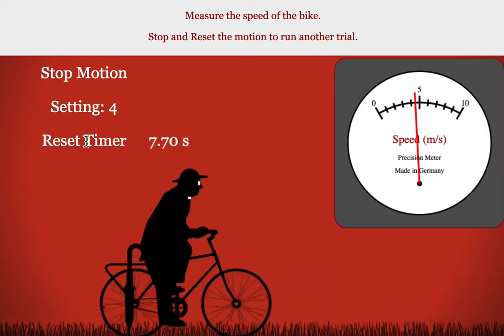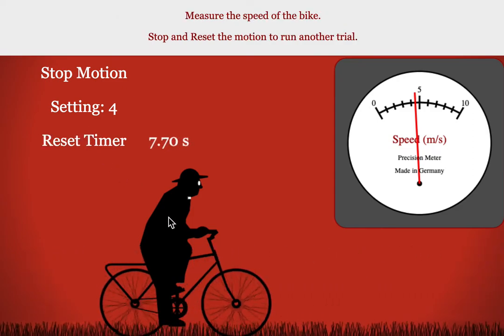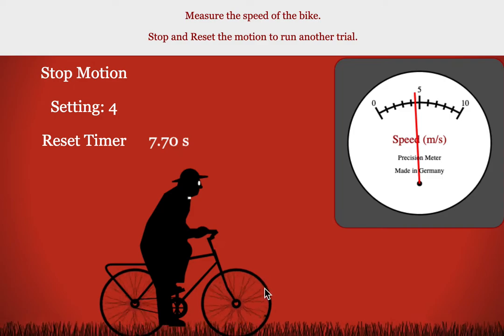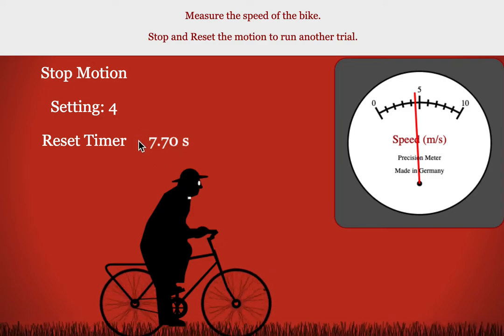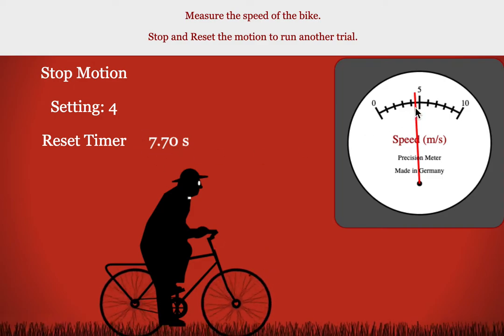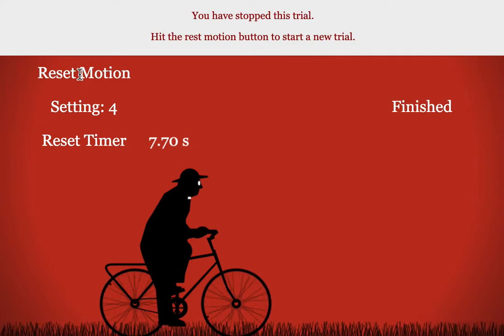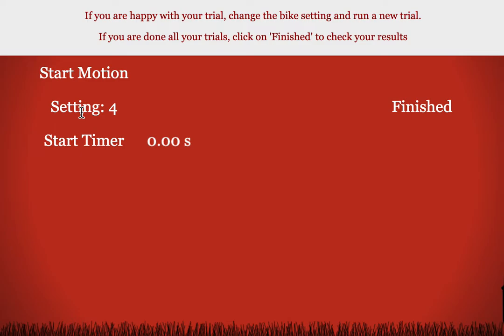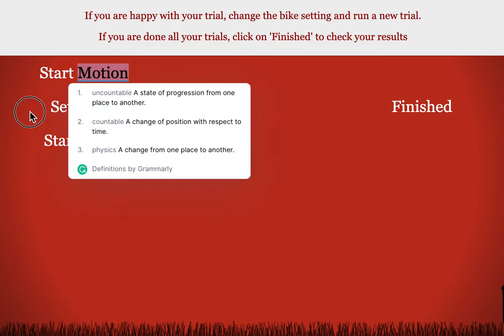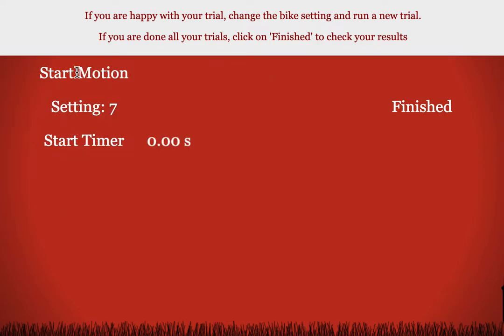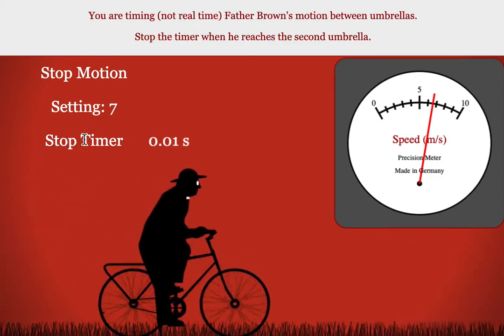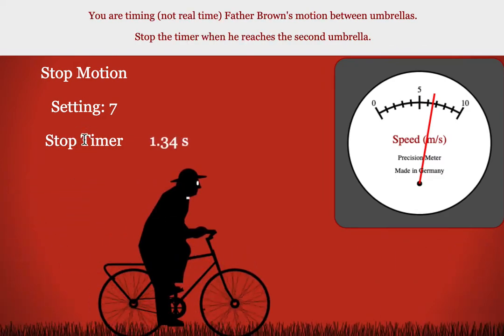You're going to be waiting till it hits the second umbrella, and you're going to stop the timer just as it crosses. Write down your speed, write down your time, you stop the motion, reset your object, change it to a different setting, start the motion again, and time it again.